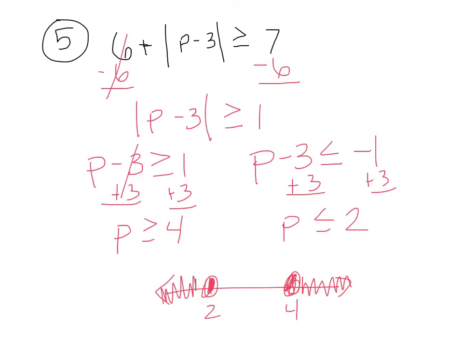Alright, so that's solving absolute value compound inequalities. Remember, we get the absolute value by itself. The first equation is identical. The second one, you flip the sign, make the number negative.